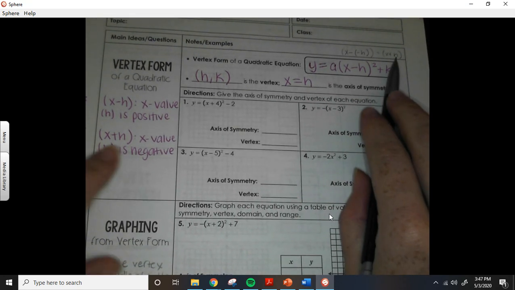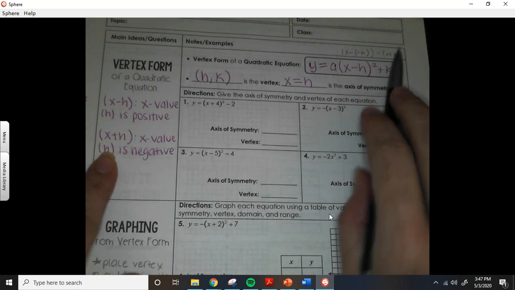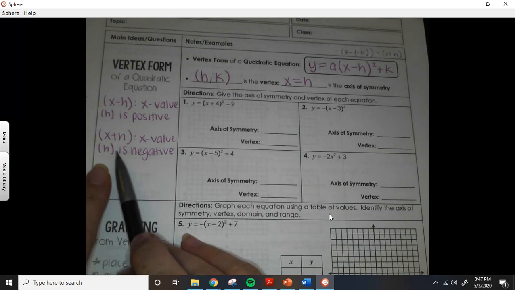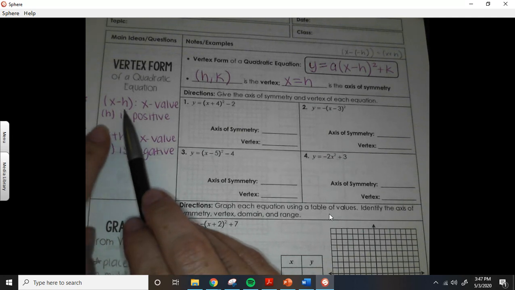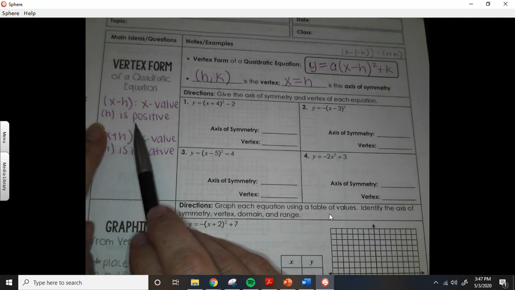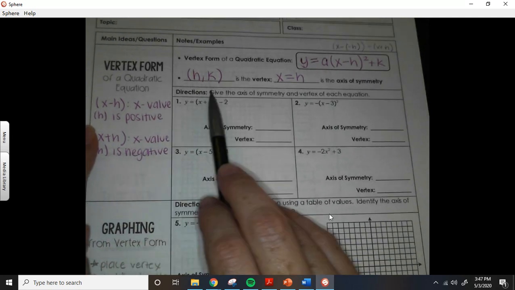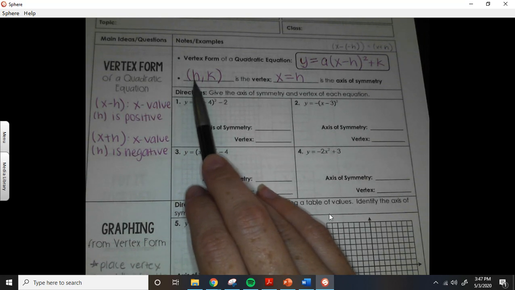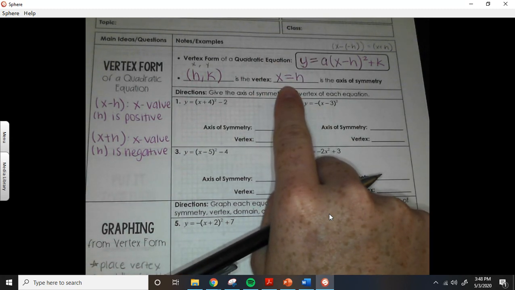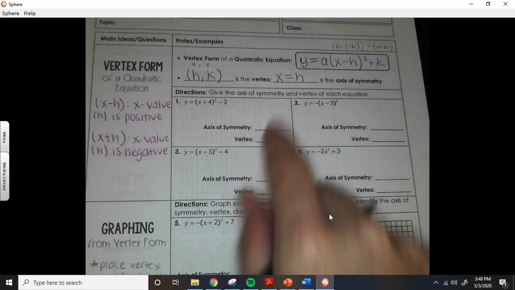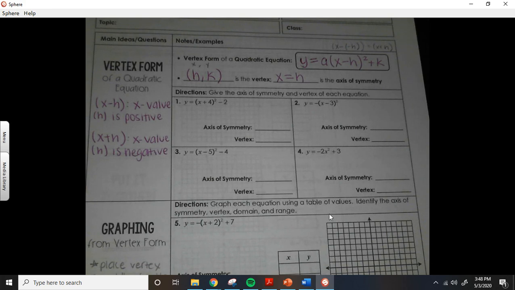So that means when you see a plus, this is why I wrote these notes over here. When you see a plus, the h value is negative. And when you see a minus, the h value is positive. Okay? So hk is your vertex, h is going to be the x value, and k is going to be the y value of your vertex. And then the axis of symmetry is what we found before. Remember, negative b over 2a, that is going to be whatever your h value is.